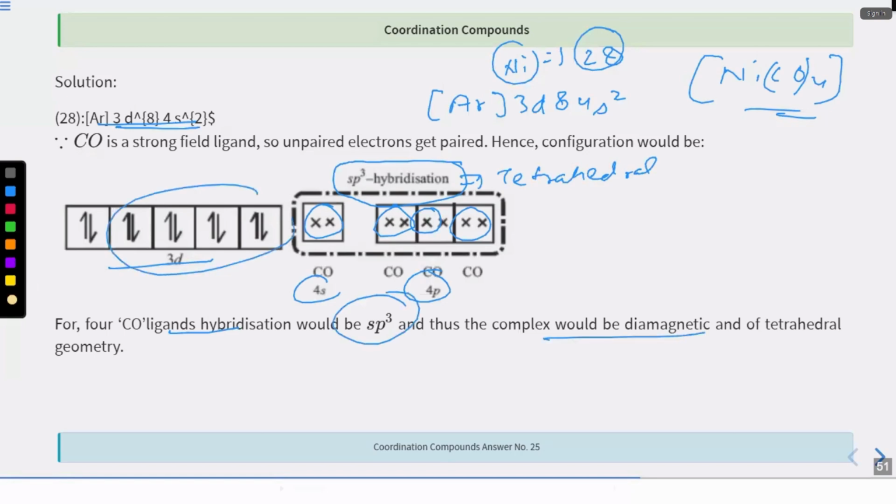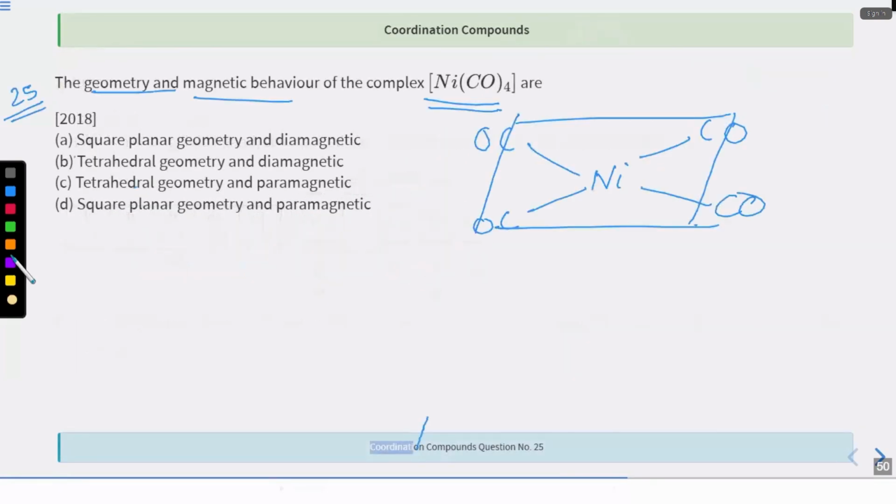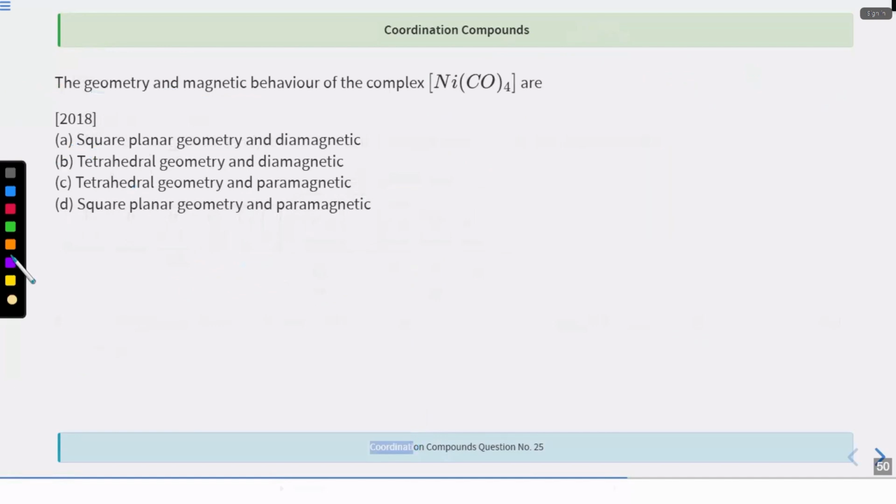Why? Because every electron is paired. If there were any one which is not paired, then it would not be diamagnetic, it would be paramagnetic. But in this case, every electron is paired, so it is diamagnetic and tetrahedral geometry. So Ni(CO)4 is tetrahedral and diamagnetic. Option B is correct. It is not square planar. This is wrong. Let me erase it. C option is the correct option.